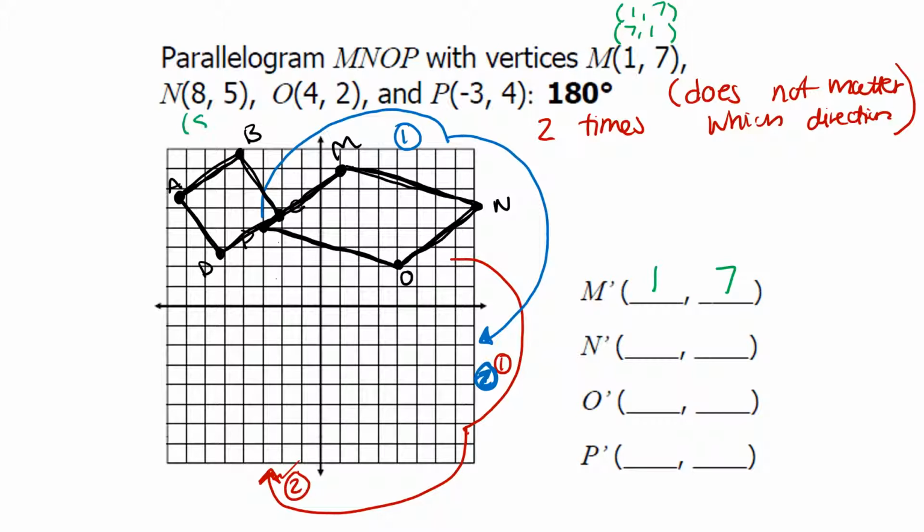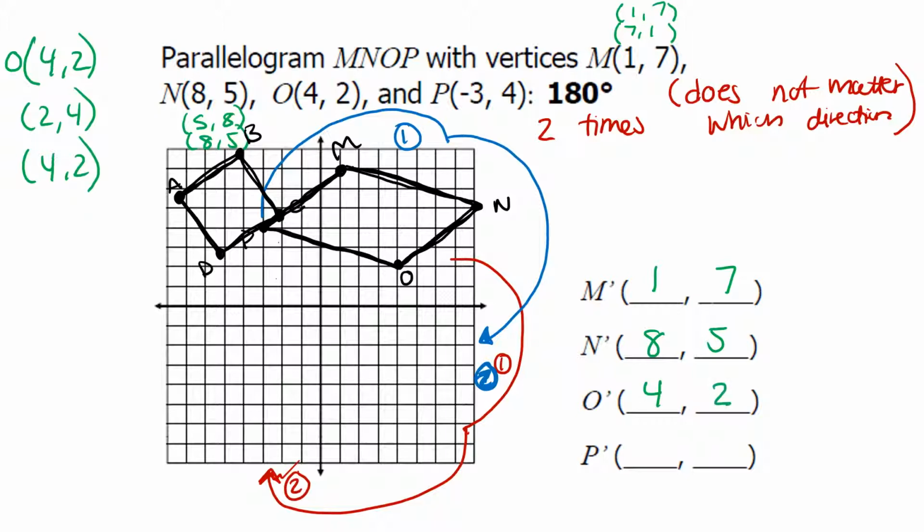For N, 1 time would be 5, 8. 2 times is 8, 5. For letter O, we're starting at 4, 2. We turn it 1 time, that's 2, 4. We turn it 2 times, that's 4, 2. And for letter P, we're starting at -3, 4. We turn it 1 time, that's 4, 3. We turn it 2 times, that's 3, 4. Yes, we did drop the negative sign, but we will add it back in later.